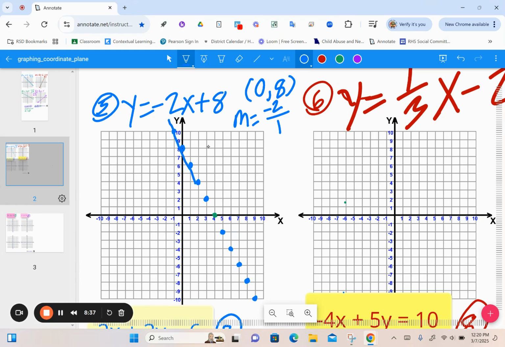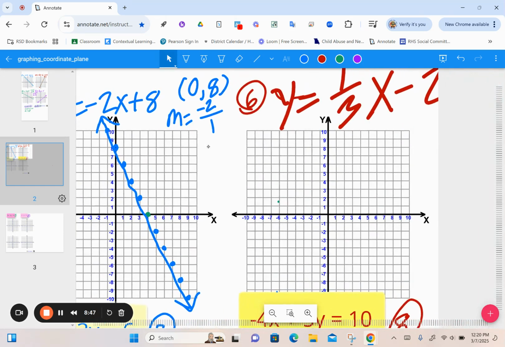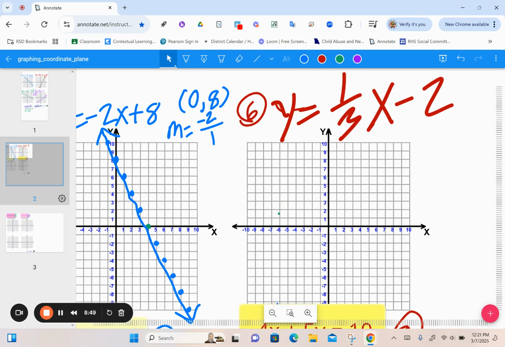So here we have a line that I freehanded. So here you have y equals 1/3 x minus 2. So see if you can graph it. I'm going to graph it in 2 places. So 0, negative 2, that's down here.